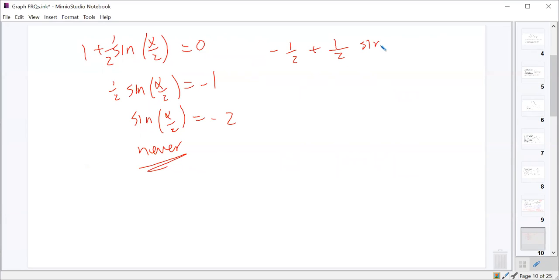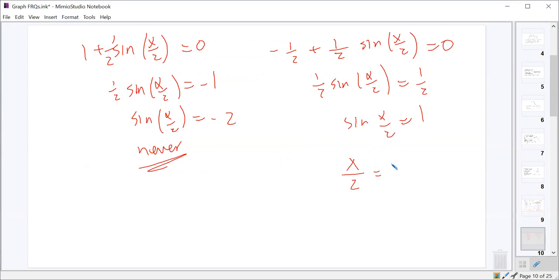-1/2 plus 1/2 sine x over 2. We want to figure out when that equals 0. So we'll add the 1/2, which will give us 1/2 sine x over 2 equals 1/2. We'll multiply by 2 to get sine of x over 2 equals 1. And then sine is equal to 1 when the angle is equal to pi over 2.